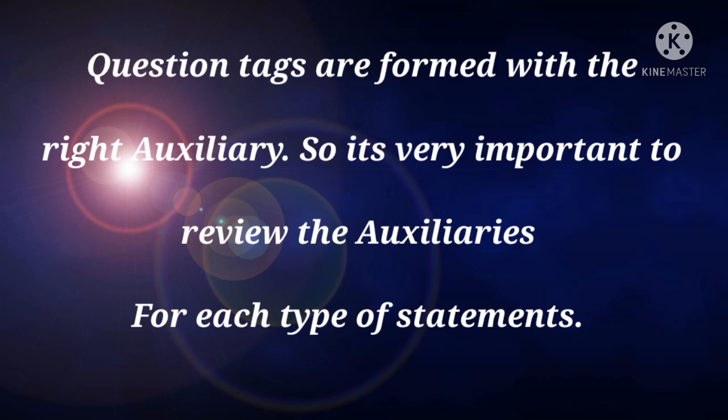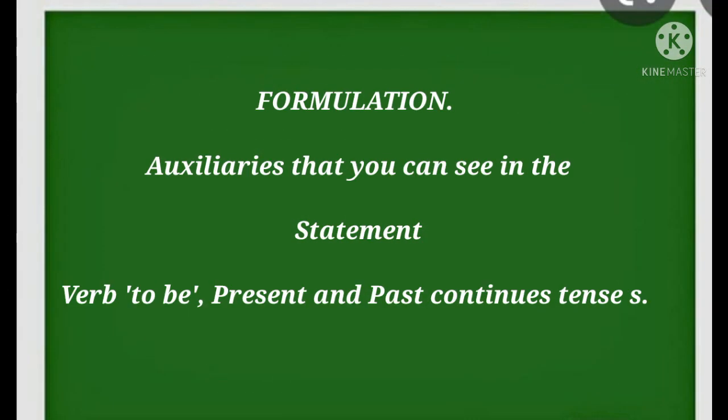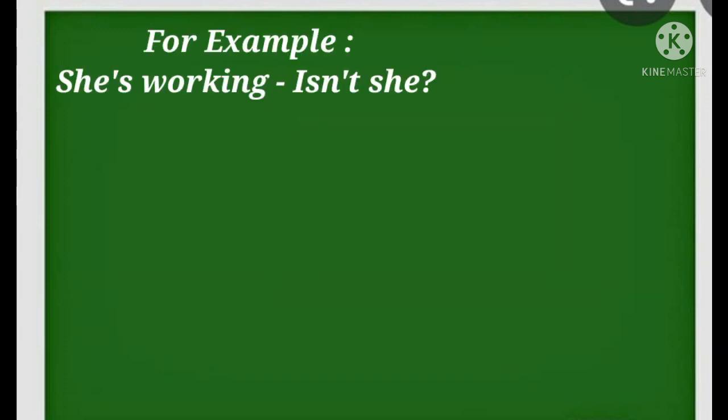Now, like ordinary complete questions, question tags are formed with the right auxiliary. So, it's important to review the auxiliaries for each type of statement. Let's do that now. So, let's look at the formulation of question tags for statements where you can see the auxiliaries in the positive statements. The first group is the verb to be in the present and the past continuous tense.